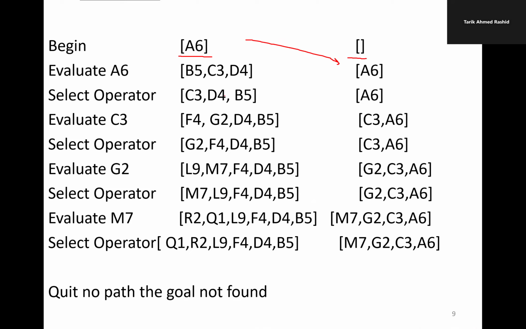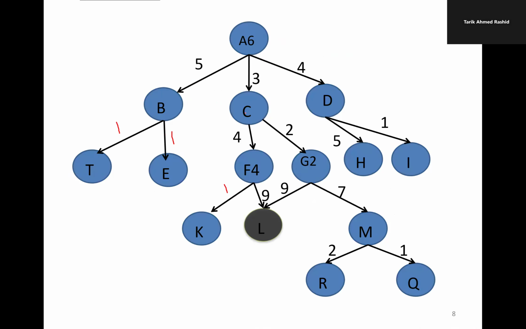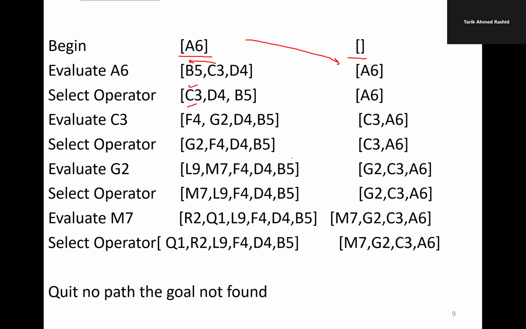Now we select the operator. The shortest link is C3, which is less than D4 and B5. So we select C and rearrange: C comes first and B comes last, because D4 is better than B5. We check if C is the goal and quit, or if it has no kids, again quit. But in the diagram, C has two kids, F4 and G2, and that's how we evaluate it.